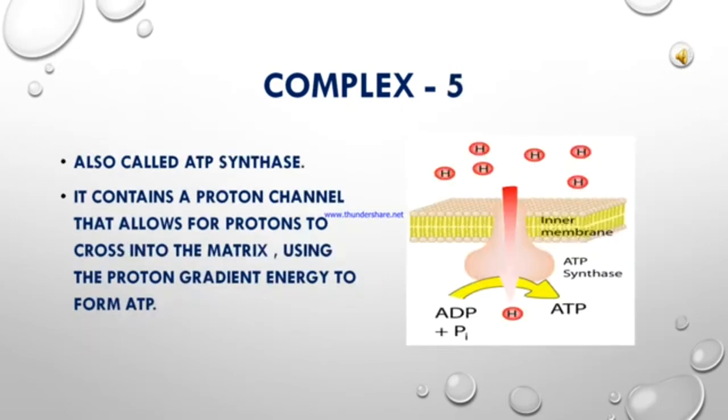The next component of the ETC is called complex 5, or mainly we call it ATP synthase. It contains a proton channel that allows the protons to cross into the matrix, using the proton gradient energy to catalyze the synthesis of ATP from ADP and phosphate.